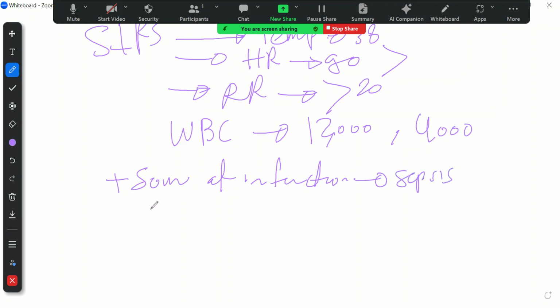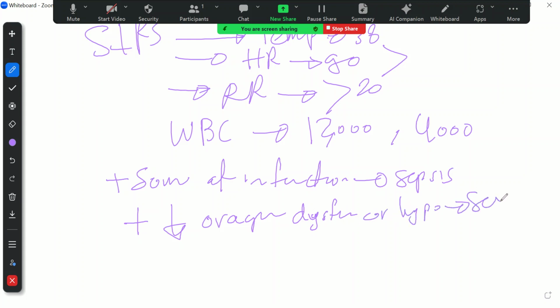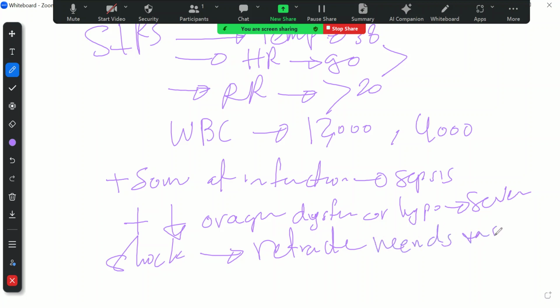If they mention that the patient has sepsis plus organ dysfunction or hypotension only, this is severe sepsis. Shock is when they mention that this hypotension is refractory hypotension, needing vasopressor. If they mention in the question that the patient has bacteria in the blood but without the SIRS symptoms, this is called bacteremia. Thank you.